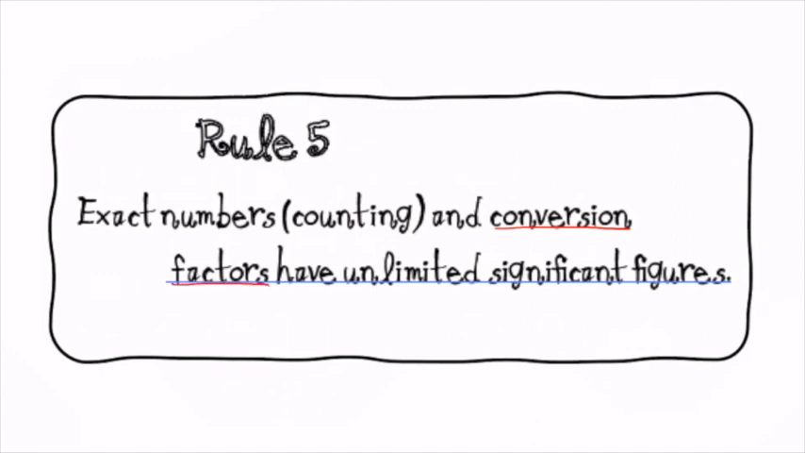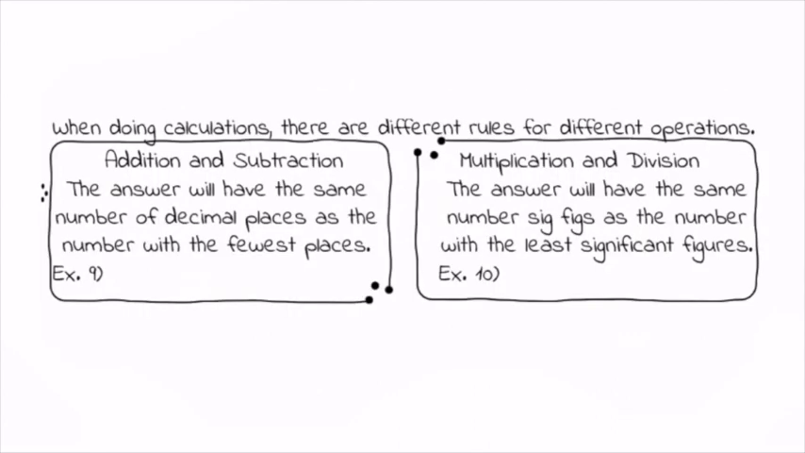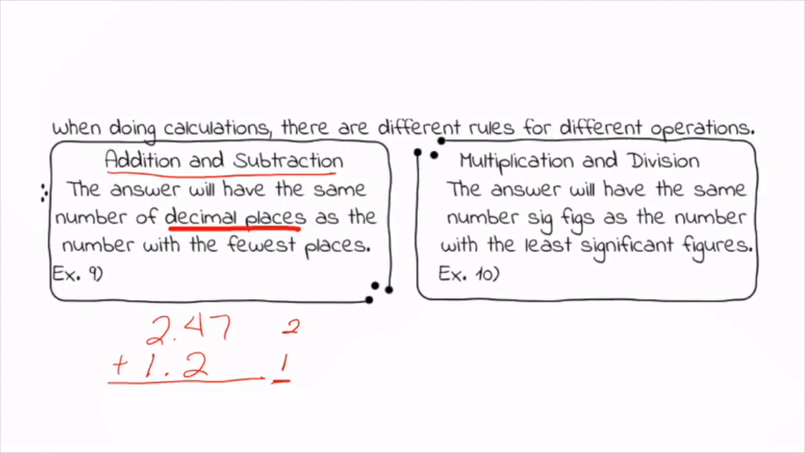So when we're using sig figs in calculations, there are different rules for different operations. For addition and subtraction, the answer is going to have as many decimal places as the fewest number. So if we had this, our answer, we would look at our decimal places. This one has 2 decimal places, this has 1. So our answer needs to have 1 decimal place. We go by the fewest.